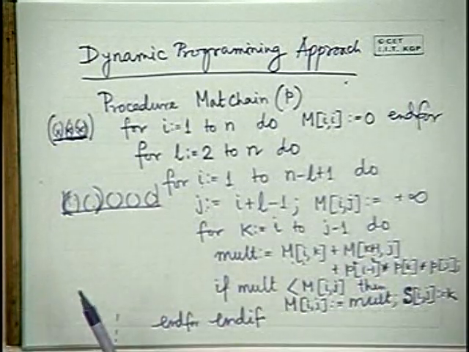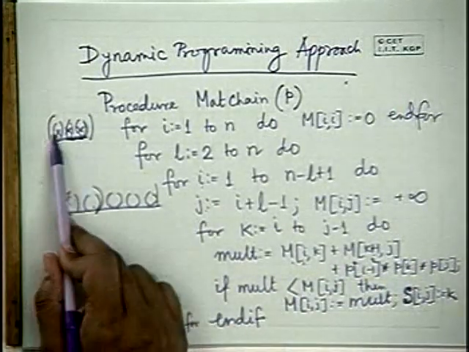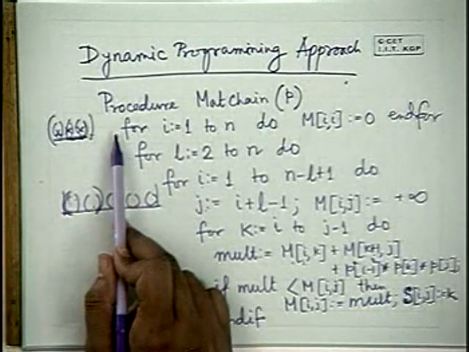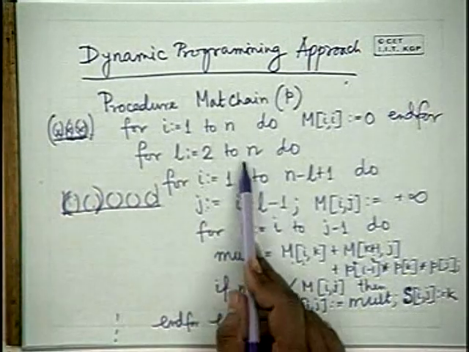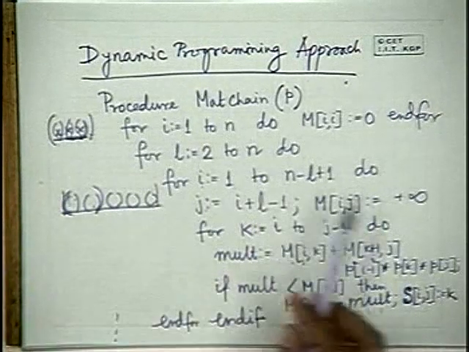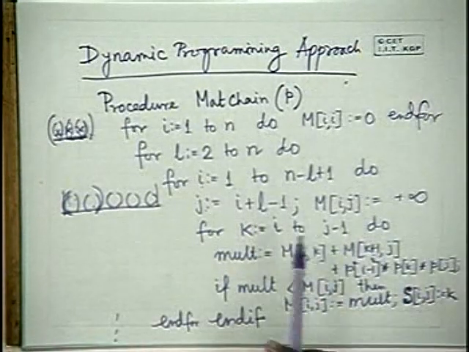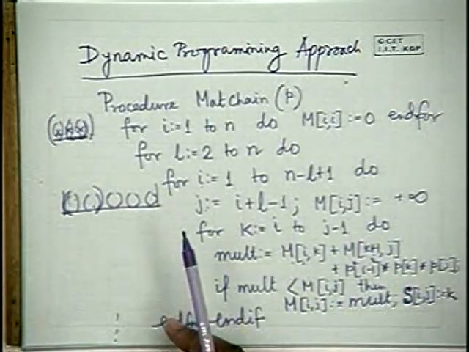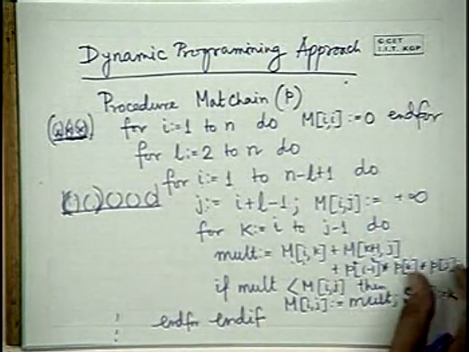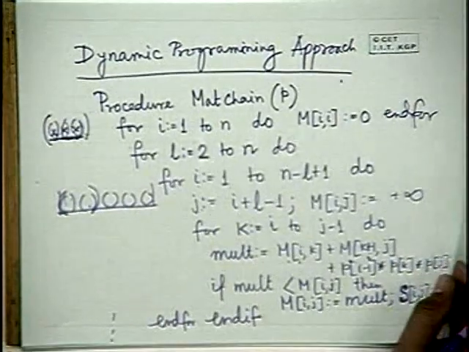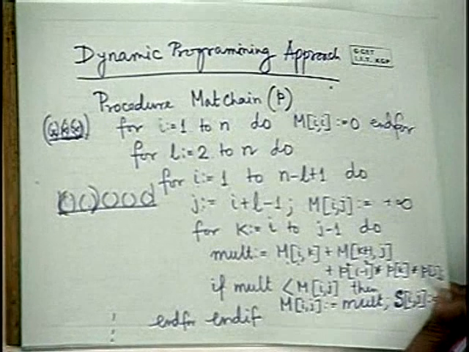When L is equal to 4, it's taking sequences of 4 now. So when L becomes basically n, it has taken all matrices together and it has produced the minimum number of multiplications. Okay. So let us take an example to see how it is performing. So that will make things clear. So let us take the example. So here is the example.